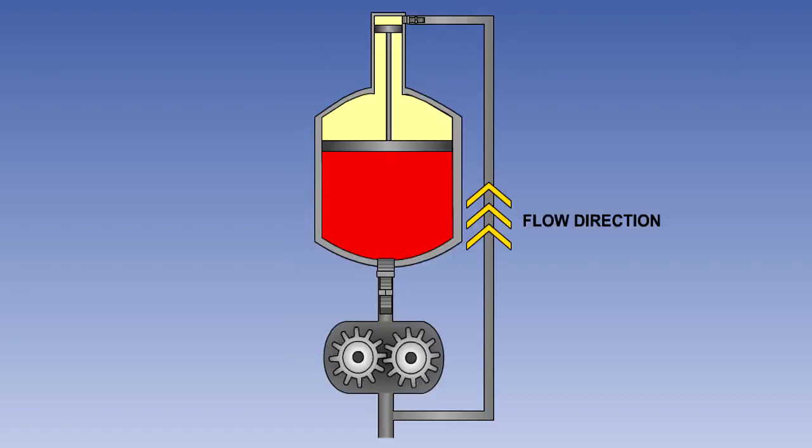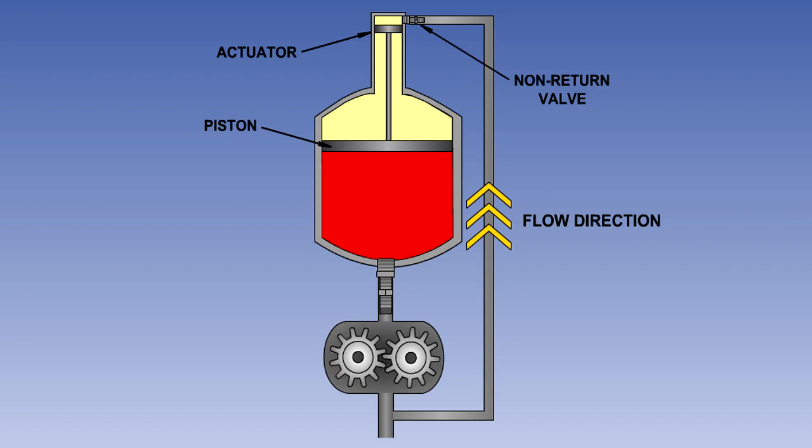Another way that reservoirs are pressurized is by the bootstrap method. A piston sits on top of the fluid in the reservoir. It is pushed down by an actuator powered from its own hydraulic system, pressurizing the fluid. When the system is not operating, the pressure is held by the non-return valve.